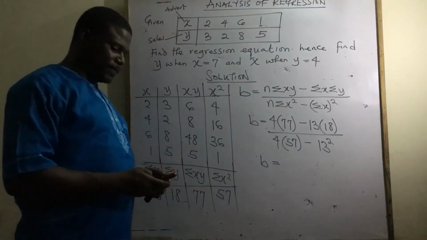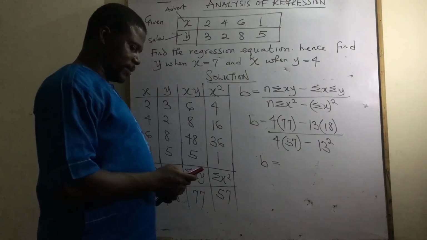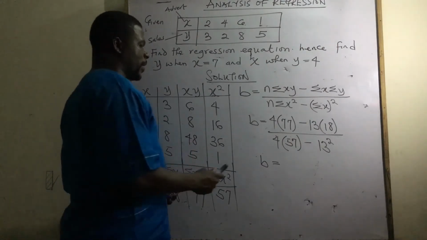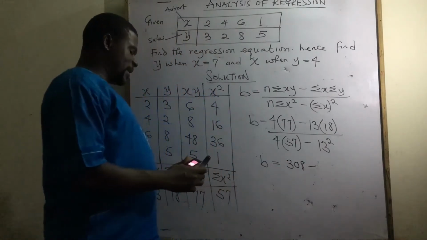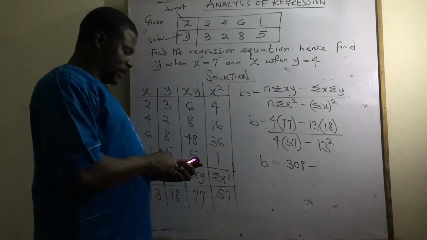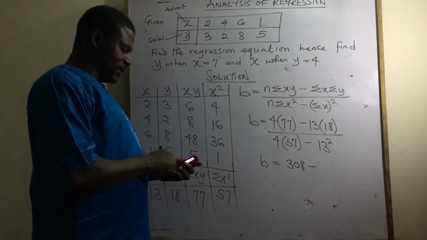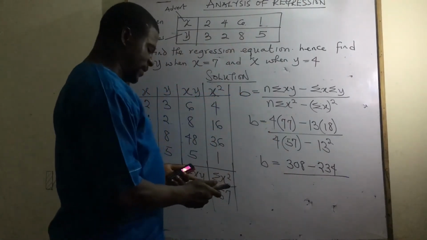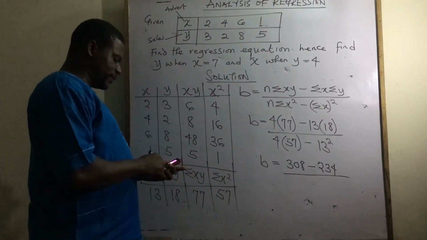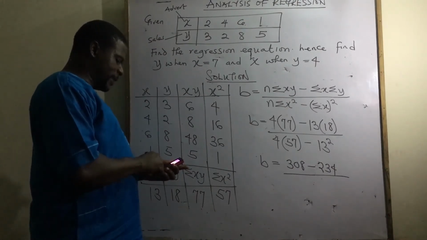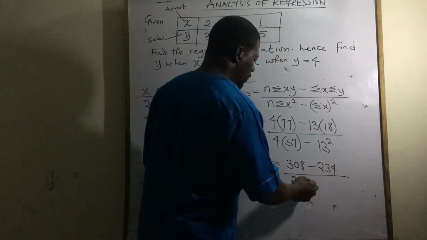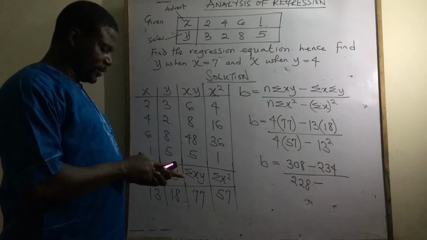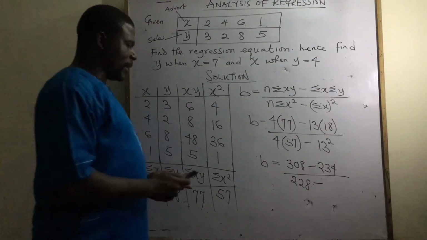Okay, I've gotten my own calculator, so I can say 4 times 77, that will give us 308, minus 13 times 18, that will give us 234, over 4 times 57, that will give us 228, minus 13 squared, which should be 169. 13 times 13, that's 169.